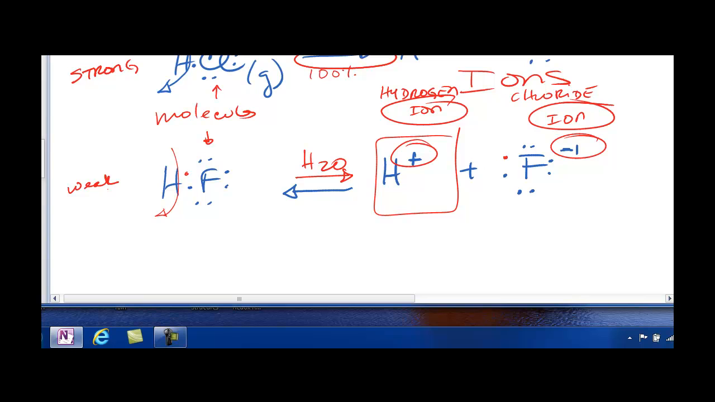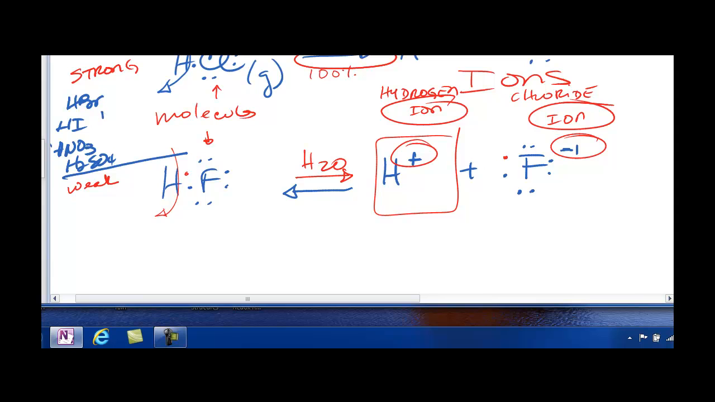As opposed to a weak acid. Which ones were our strong acids? Who remembers? Hydrochloric. What else? Hydrobromic. Hydroiodic, very good. What else? Nitric, HNO3. Sulfuric, H2SO4. Perchloric and chloric. Chloric and perchloric were all strong. And all the other ones.